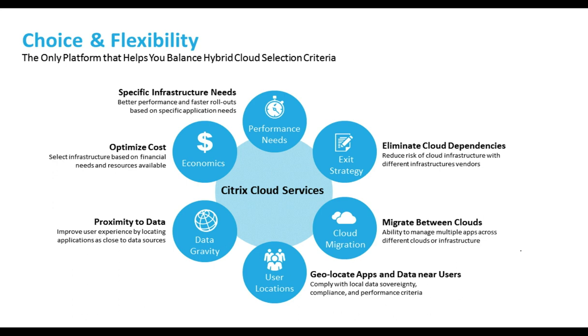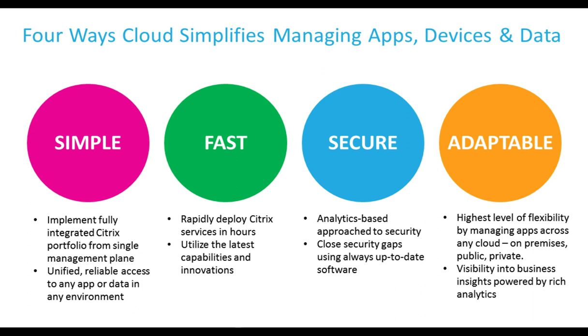Now, if I have to sum up all our benefits on how cloud's really helping out, the 4 ways the cloud simplifies managing your apps, devices, and data is essentially it makes it really, really simple. Look, you can either build everything on your own on-prem and try to integrate different point products, or you can simply choose a Citrix portfolio which is integrated in the cloud and all delivered management as a service. You get unified, reliable access for all your apps and data. These services are fast to deploy. So instead of building these things and going on and purchasing all the hardware and then thinking about how to scale, you can rapidly deploy your Citrix services in hours instead of months.